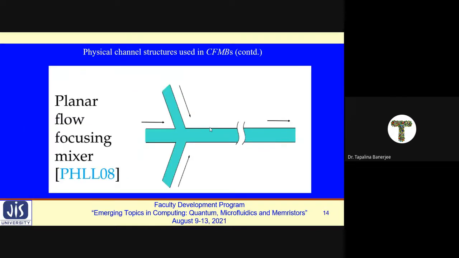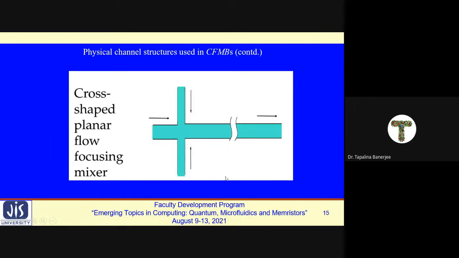Next, the planar flow focusing mixer is a special form of Y-shaped network. So here more than 3 inlets come out and join and then mix. It is possible that the outlet part may be connected here as an inlet of this one, and so on and so forth, as per the requirement or as per the proposed architecture. Now this is another cross-shaped planar flow focusing mixer.